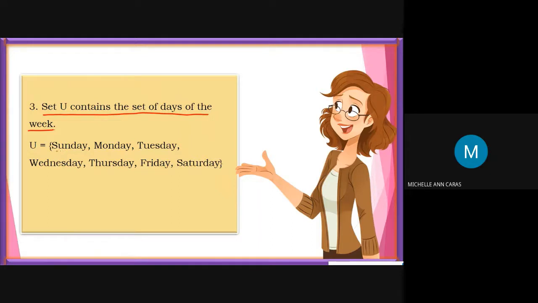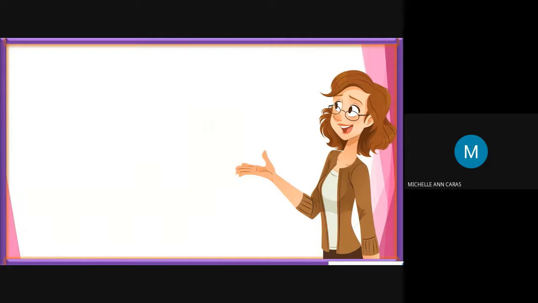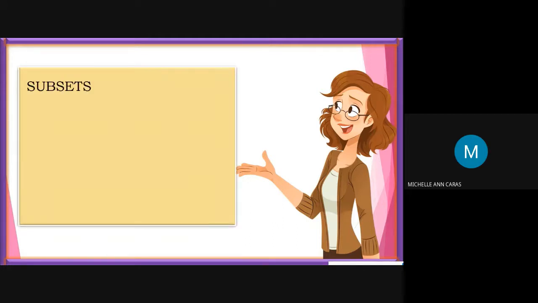So we have Sunday, Monday, Tuesday, Wednesday, Thursday, Friday, Saturday. So this is still an example of our universal set. Okay? So let's proceed. How about subsets, class?